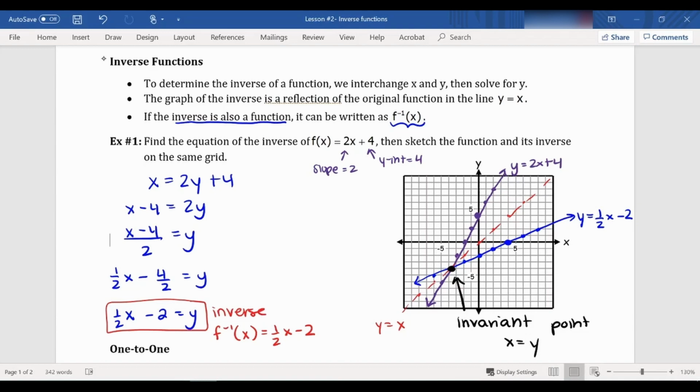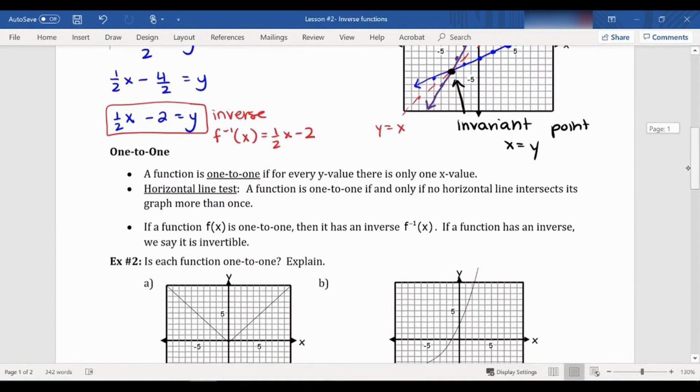So if you get a function or an equation that you are familiar with, you'll be able to tell if it's a function or not. Or if it's a graph, you can easily tell by looking at the graph. Now, there's another way that we can tell if the inverse will be a function, and that is to be looking for if the original function is 1-to-1. Okay, so this is a new definition for you.